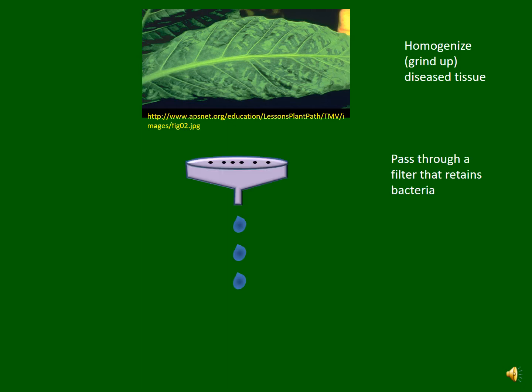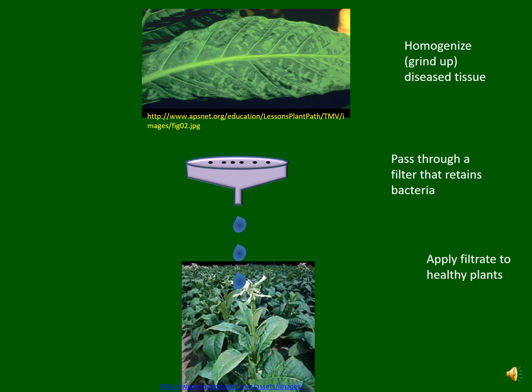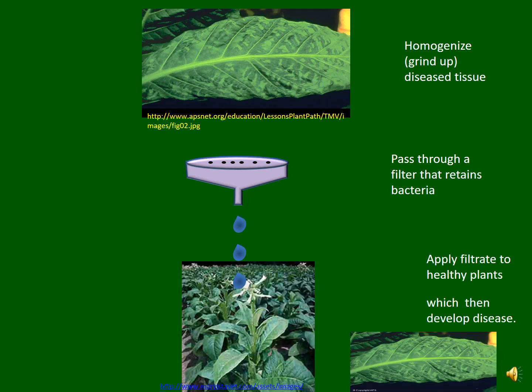Dmitry Ivanowski in 1892 was investigating tobacco mosaic disease. Here you see a leaf of a tobacco plant, and the mottled appearance is indicative of this particular disease. So he took some leaves, homogenized them, and passed them through one of these filters, and he knew that bacteria would not pass through the filter. He collected the filtrate, put it on some healthy plants, and very shortly these plants developed the disease. So it had to be smaller than bacteria because he knew that the filter was good.